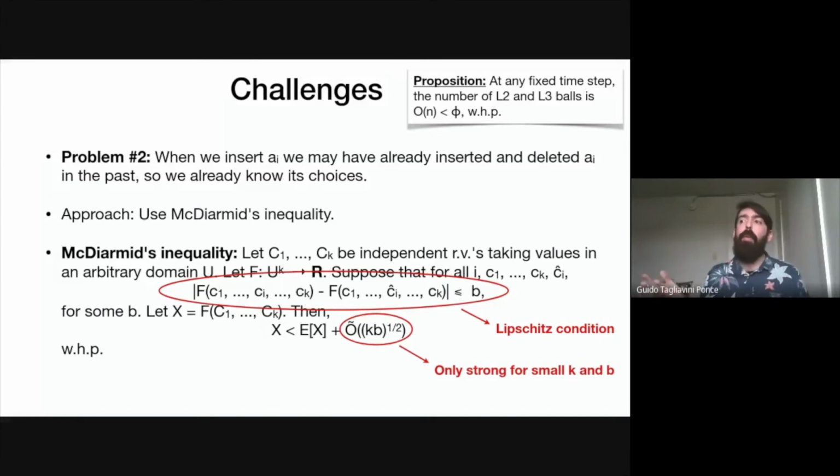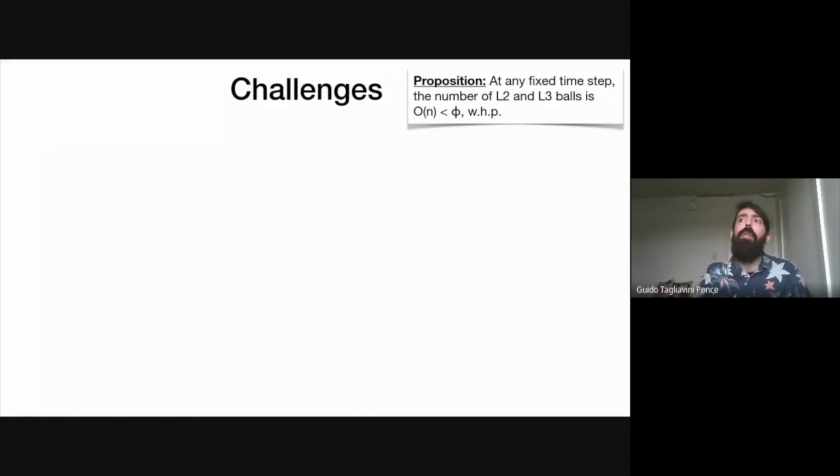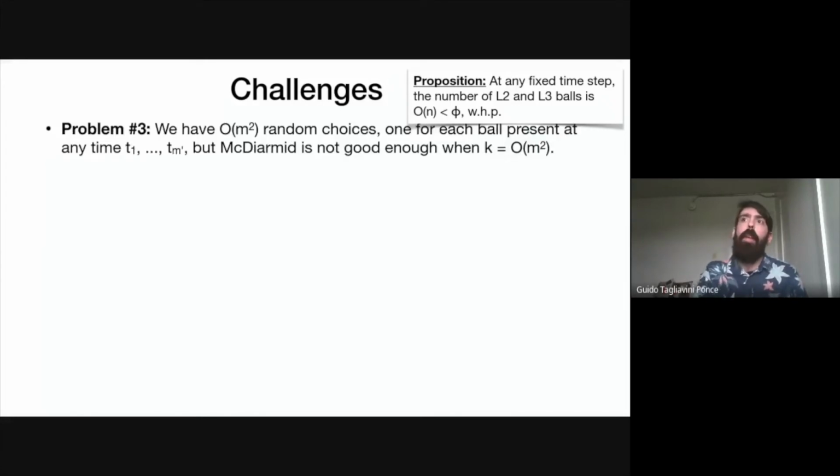All right, so this is a very powerful tool, but it's no silver bullet, because first you need to prove the Lipschitz condition holds for some b, and that b has to be not too large. And then the number of independent random variables also has to be relatively small. So in our case, if we try to use McDiarmid's inequality naively, what we are going to end up having is m-squared random choices. And this is because we are interested in what happens on roughly m points in time. And at those points in time, we have at most m balls. So in the worst case, we have at most m-squared balls overall.